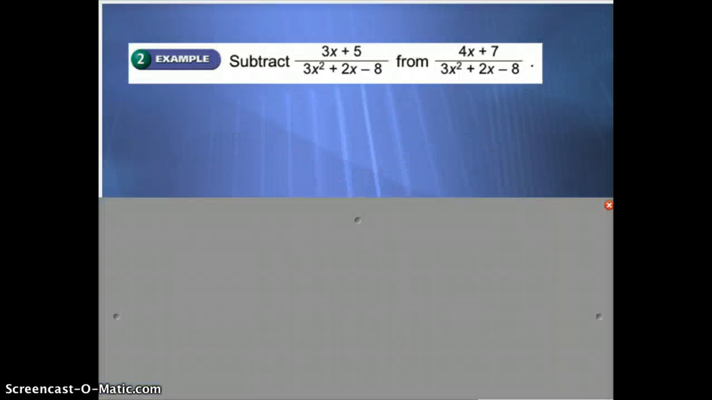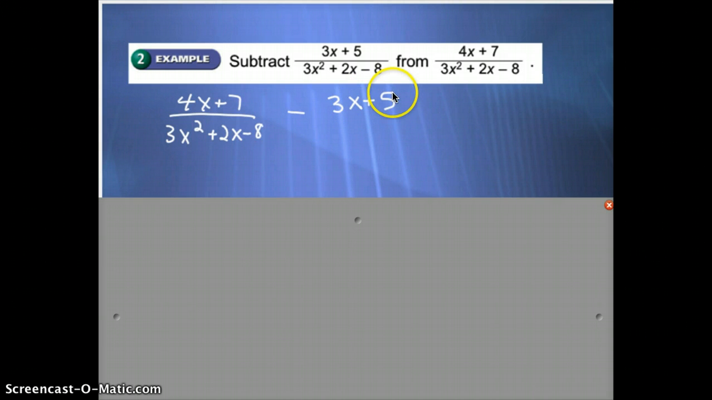If I had this problem, subtract 3x plus 5 over 3x squared plus 2x minus 8 from 4x plus 7 over 3x squared plus 2x minus 8. Again, we feel very fortunate because we have this common denominator here already. The order is important, so I'm going to do 4x plus 7 over 3x squared plus 2x minus 8, okay, minus 3x plus 5 over 3x squared plus 2x minus 8.